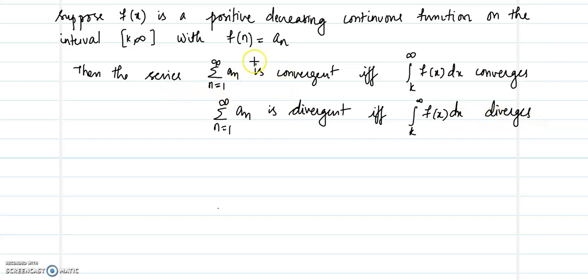So here we have f of n equal to a n. k will be the n value from which f of x is a positive, decreasing and continuous function. So if this integral is finite, then we say that the series is convergent. If it is infinite, it is said to be divergent.